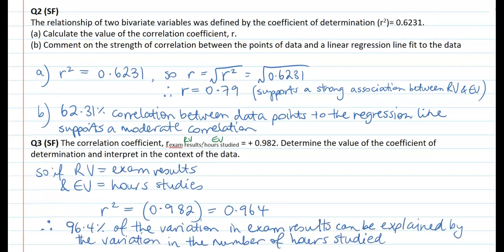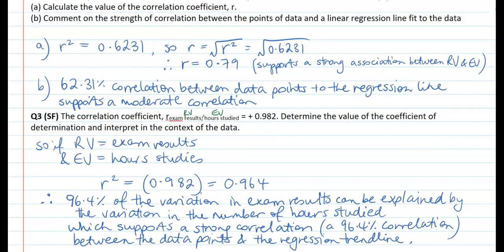So put really simply, if you study more, your exam results will be better, which is a very logical conclusion to come to. And secondly, we can say this then supports a strong correlation, so a 96.4% correlation between the data points and the regression trend line if we were to graph that on a scatter plot.